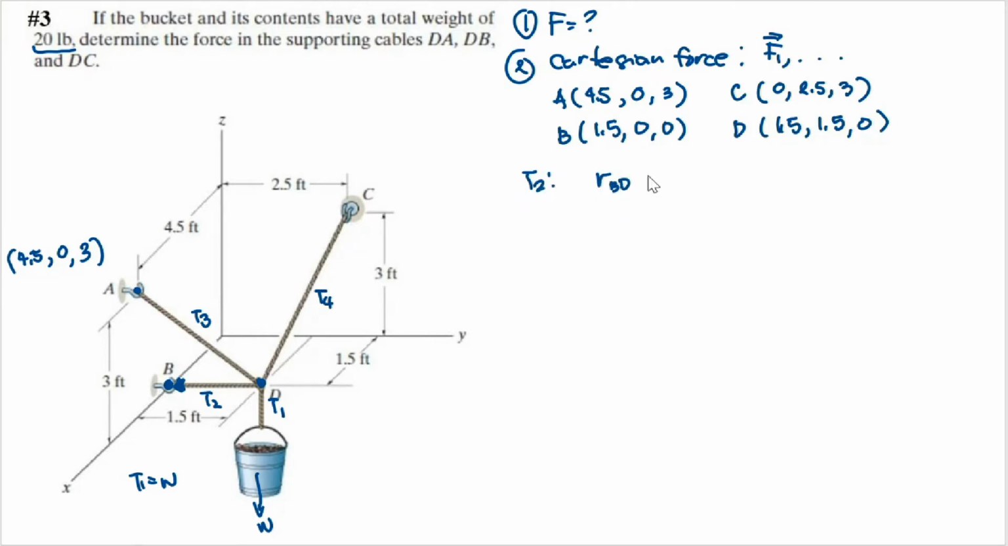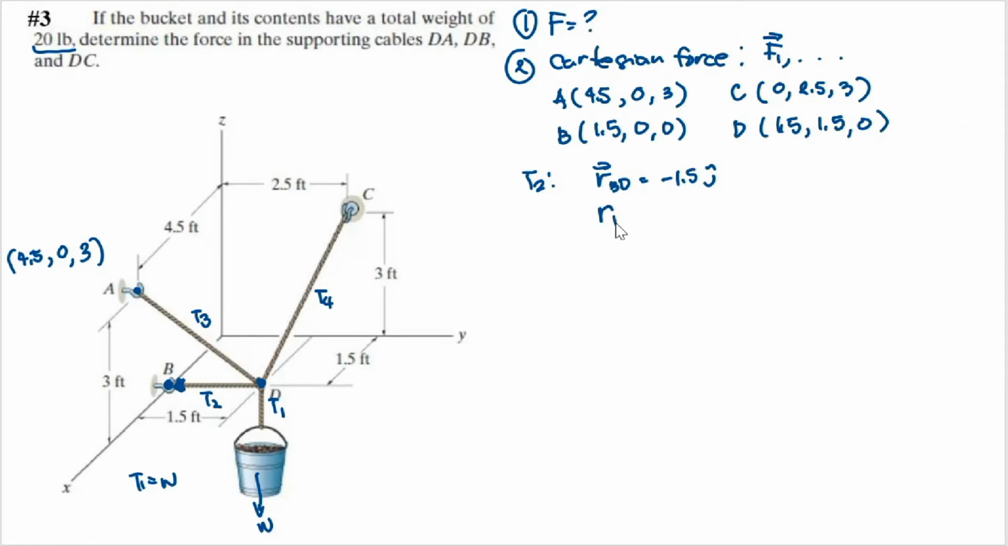B minus D, so that is the position vector. 1.5 minus 1.5, so that is 0 i hat. 0 minus 1.5, so negative 1.5 j hat. Then 0 minus 0, that is 0. Okay? So this is just the position vector of T2.